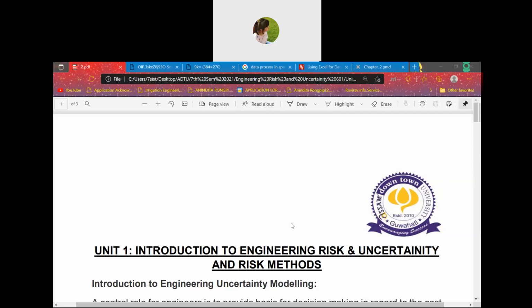Okay, so today we'll continue again with our Unit 1, which is Introduction to Engineering Risk and Uncertainty and Risk Methods. The first topic we've already discussed. Now the second one is Introduction to Engineering Uncertainty Modeling.